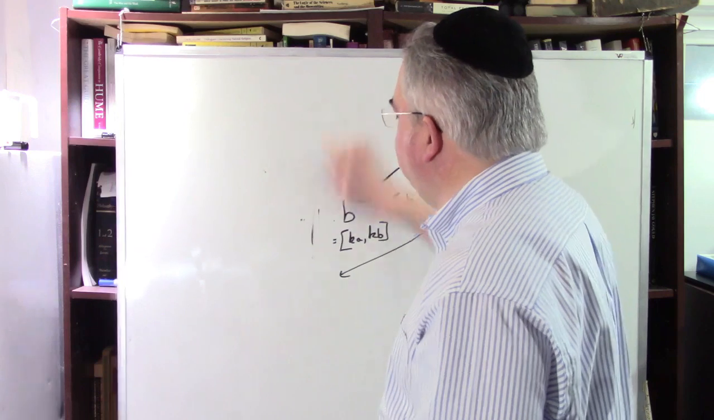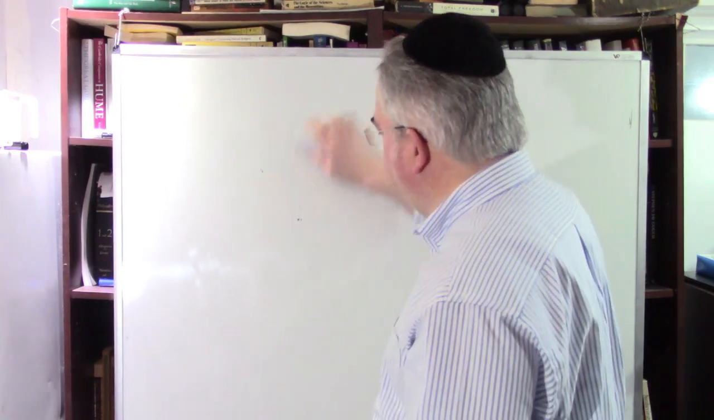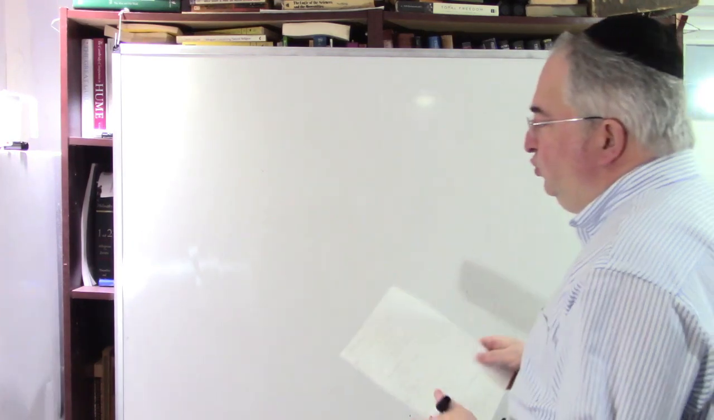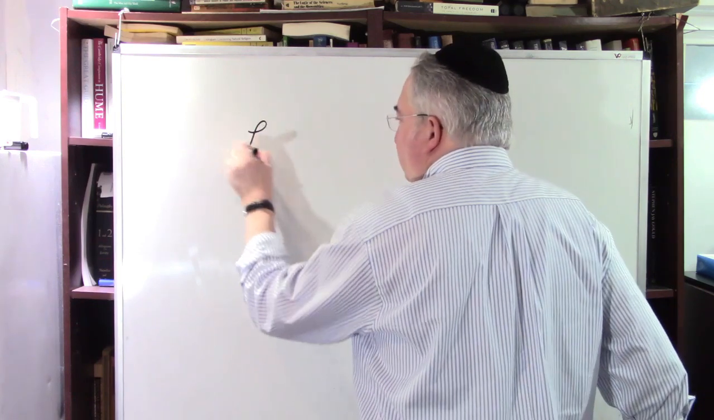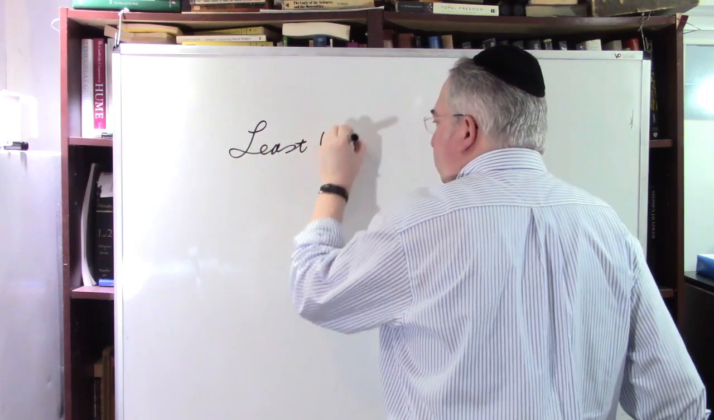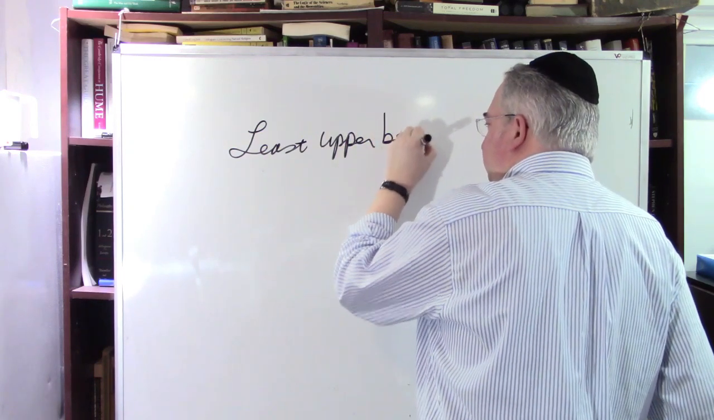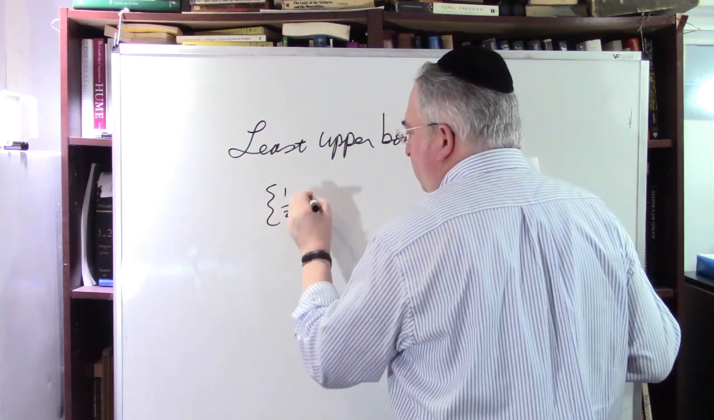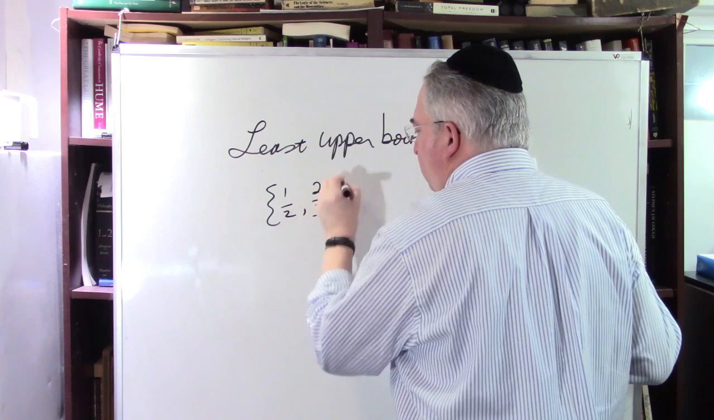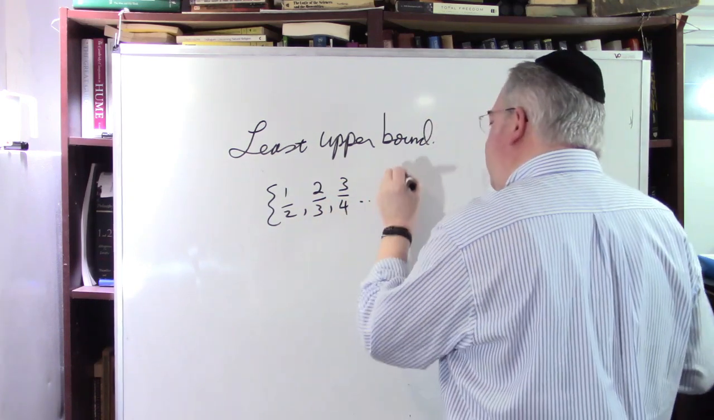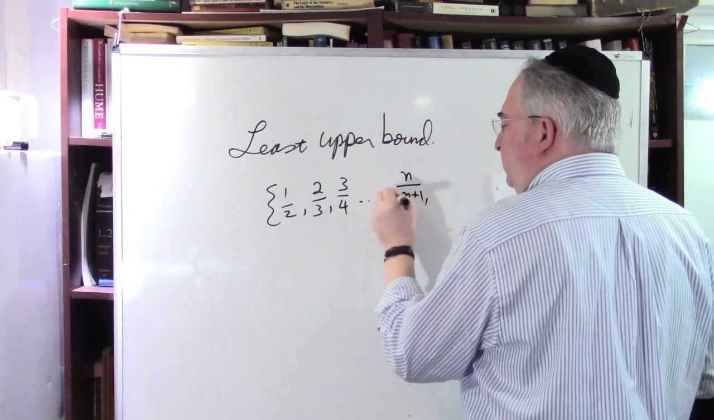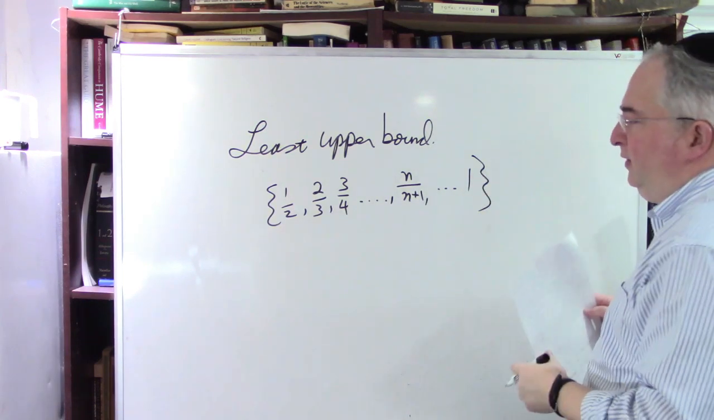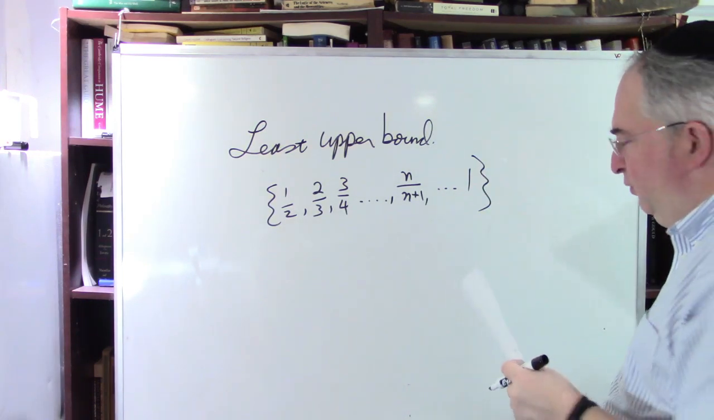Now, when we did product, we did an analogy with greatest lower bound. Guess what? We're going to do another analogy with the least upper bound, and we're going to use almost the same set: 1/2, 2/3, 3/4, n/(n+1), and I go on to 1. Although I don't know why I did that. We don't really need 1, but that's fine.